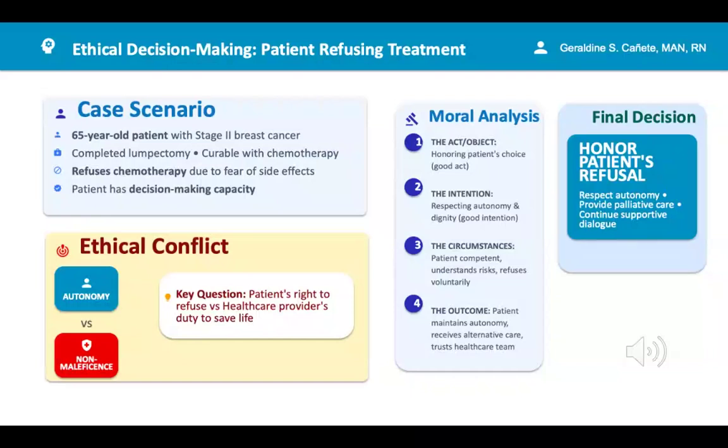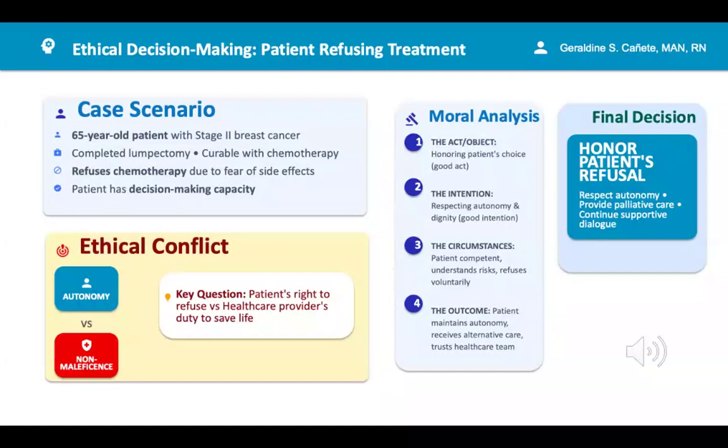For the circumstances, the patient is competent, understands the risk, and refuses voluntarily. So the context is one of a competent patient making a well-informed decision. For the outcome, the patient maintains autonomy, receives alternative care, and trusts the healthcare team. So the outcome is that the patient feels respected and empowered, even if her decision will lead to a less desirable medical outcome.